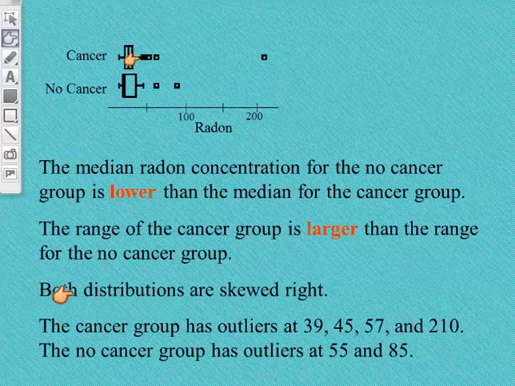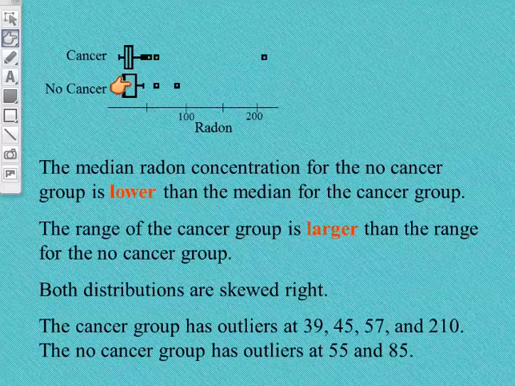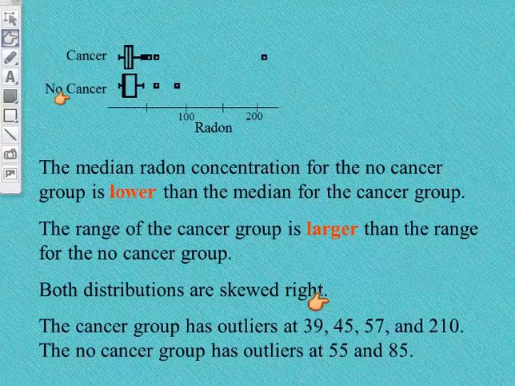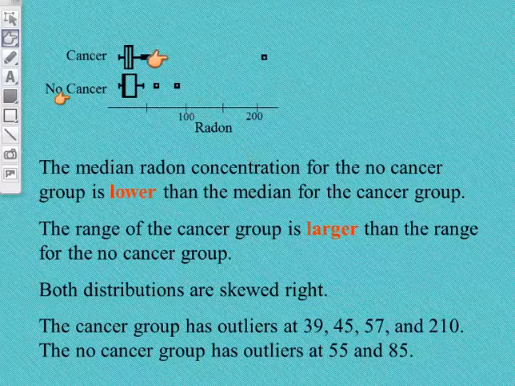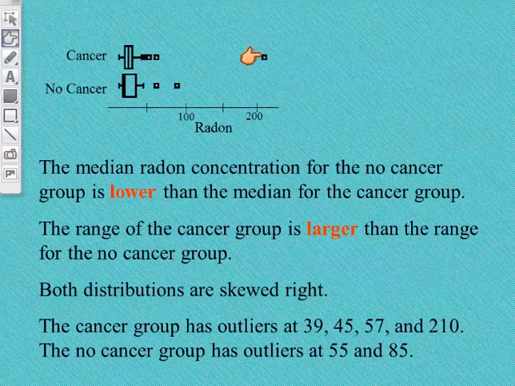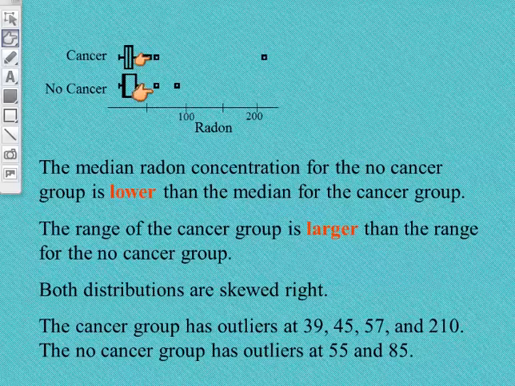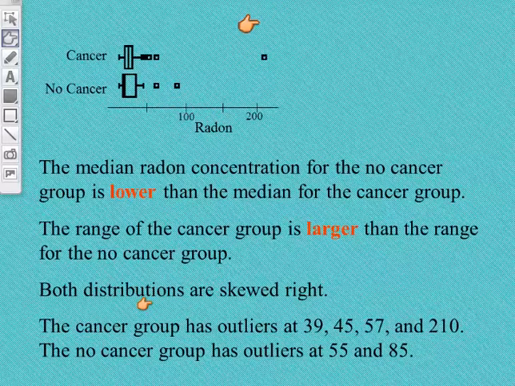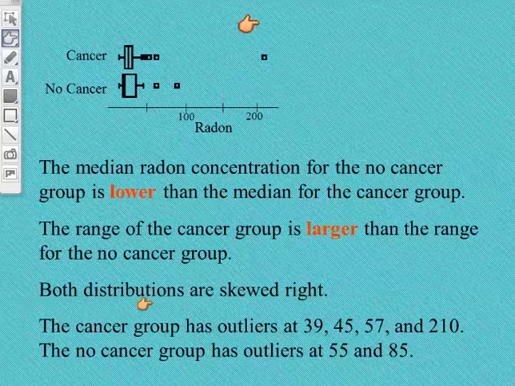All right? Okay, both distributions appear to be skewed a little bit, don't they? Yeah, they're bigger on the right side. Yeah, and there's numbers going out this way further than there are numbers coming out this way. And the cancer group has outliers at 39, 45, 57. Well, yeah, I can't see where these numbers are, but I wouldn't doubt it that those are outliers. They're listed that way here. And this one only has two outliers at 55 and 85. But I can look at the box plot and get that information just by looking at the box plot. That's why we use this to help us describe the data.